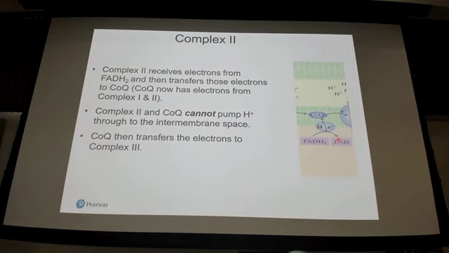So complex 2 receives its hydrogen, protons, and electrons from FADH2. Now we see that complex 2 is not transmembrane spanning, so it cannot pump any hydrogen ions into the membrane space. And so this is where CoQ comes into play. CoQ, the electron carrier, has already taken the electrons from complex 1, and then it gets the electrons from complex 2 and transports them to complex 3.